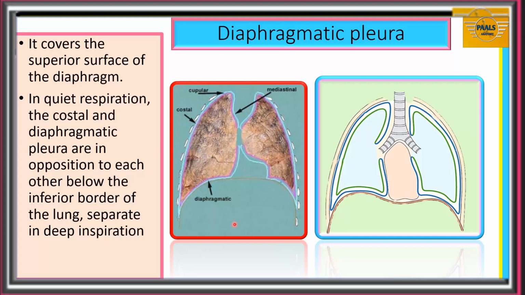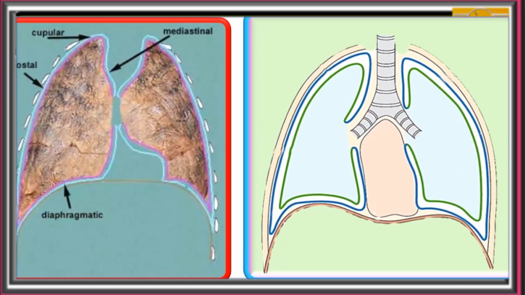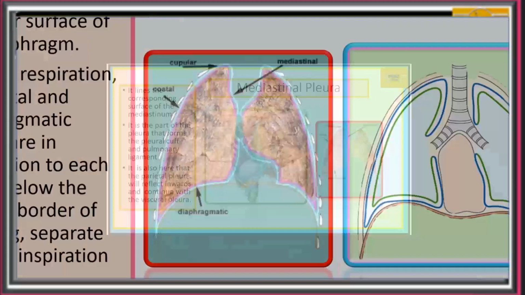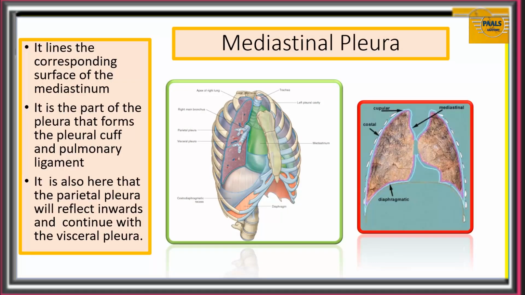So we'll look at the diaphragmatic pleura. This pleura covers the superior surface of the diaphragm. Here again is the diaphragmatic pleura, and in this next illustration, here is the diaphragmatic pleura. We'll consider the mediastinal pleura.